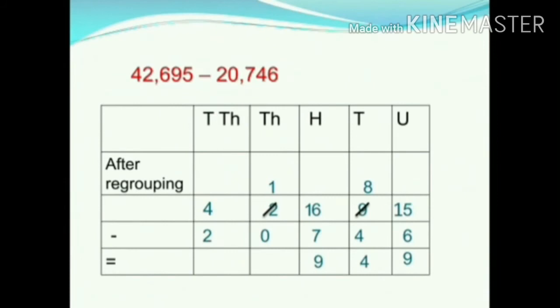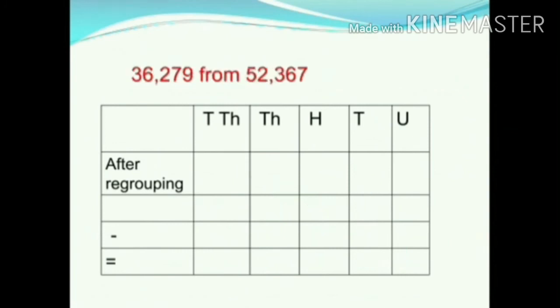Now we will subtract thousands place digits. Which numbers are there in the thousands place? 1 and 0. 1 minus 0 is equal to 1. Write 1 in thousands place. Now subtract ten-thousands place digits. That is 4 minus 2 is equal to 2. Write 2 in ten-thousands place. Therefore, the difference between 42,695 and 20,746 is 21,949.